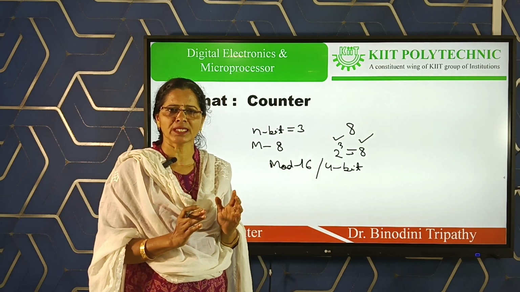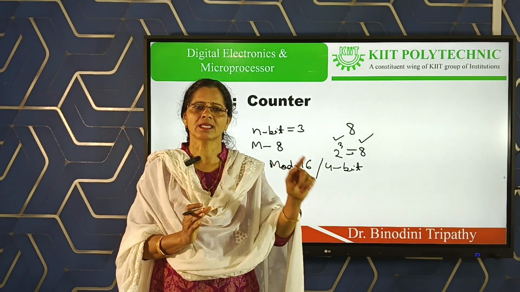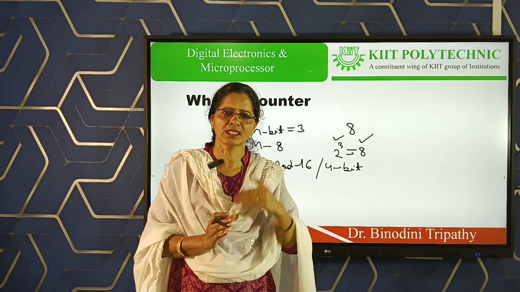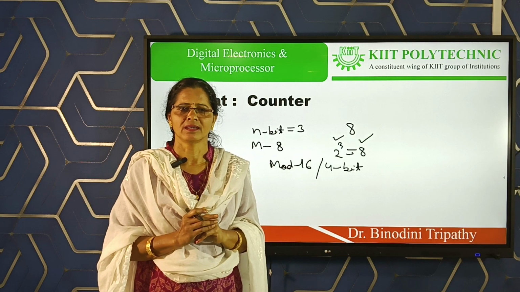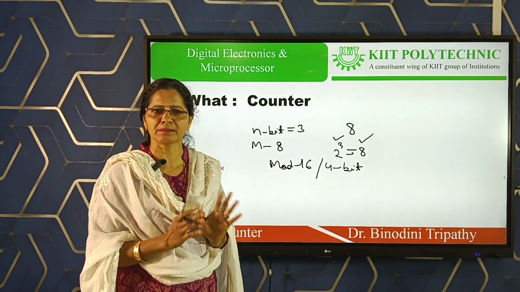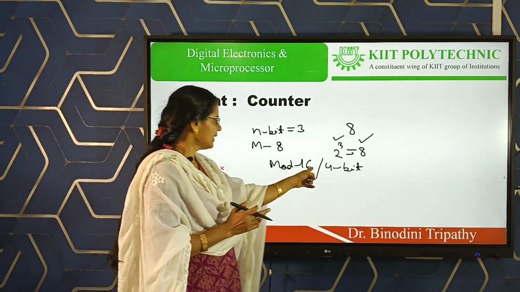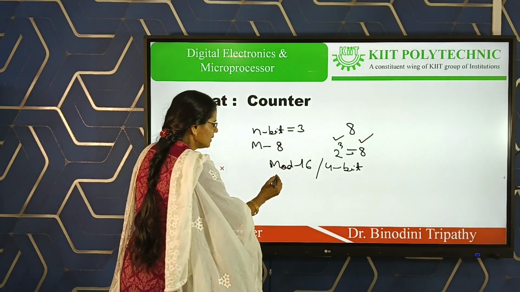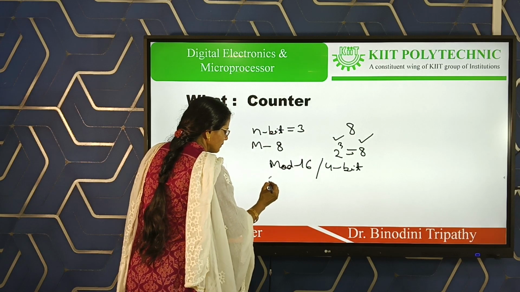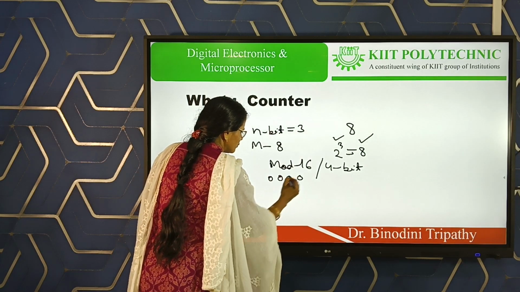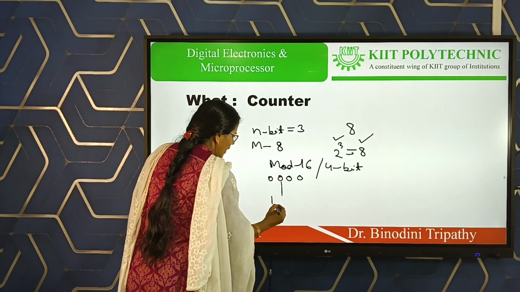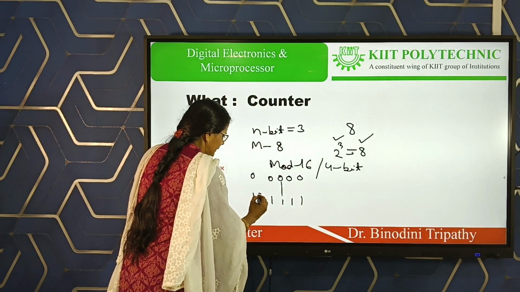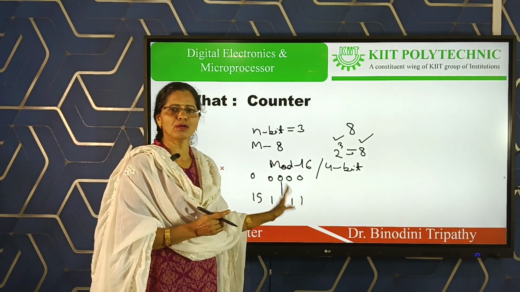Its total number of counting sequences is 16, and it can count from 0, 0, 0, 0, or in decimal from 0 to 15. It can count from 0 to 15 in decimal form. In binary form, 16 counting sequences means starting from 0, 0, 0, 0 to 1, 1, 1, 1, or decimally 0 to 15. This is the mod meaning.